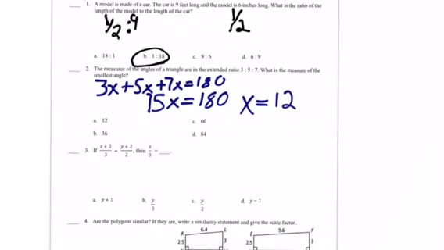Now notice 12 is one of the choices, so they are, again, trying to mess with you a little bit there. They want to know the measure of the smallest angle. Well, the smallest angle would correspond to the 3x, so we would really do 3 times 12, and so then that would give us 36. So we're really looking at B for that one.